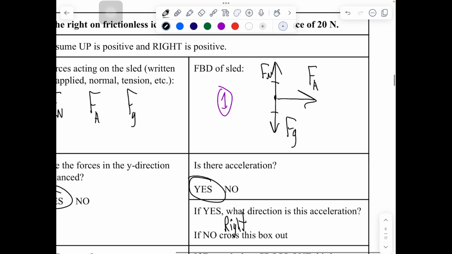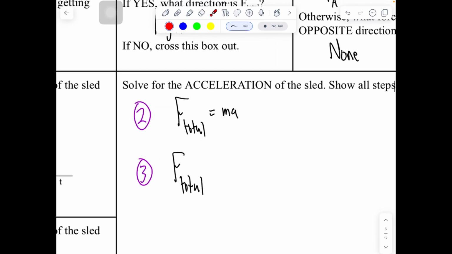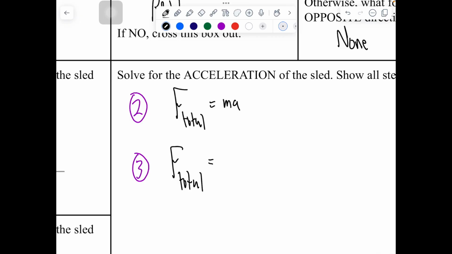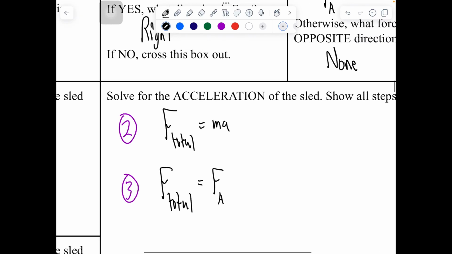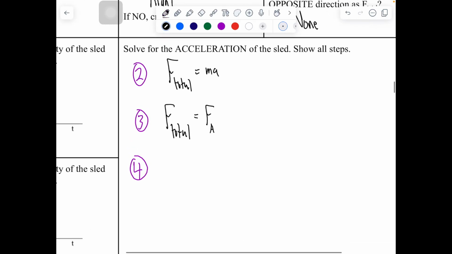You ignore the ones that cancel out. Normal and gravity are balanced. You don't list them. But the applied force, you're going to list. Positive forces you list as positive. Forces in the negative direction you list as negative. So total force is our applied force. Then step 4, combine these 2 equations. F total is ma. F total is also the applied force. So the applied force is mass times the acceleration.